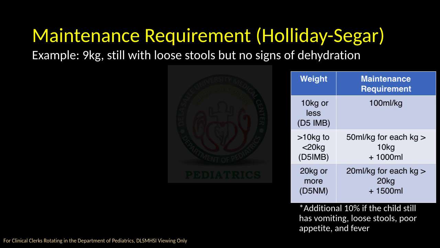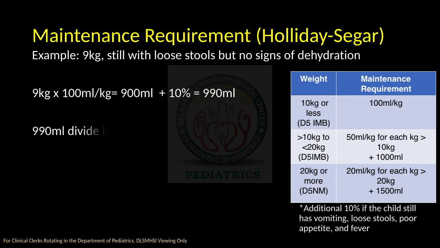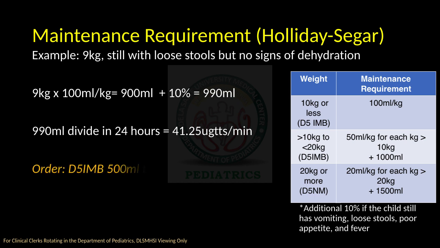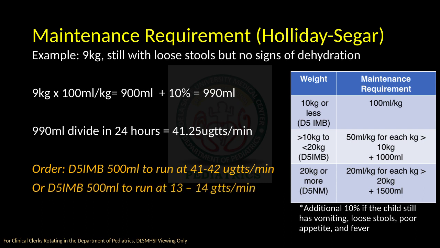For a child who weighs 9 kilograms but still with loose stools but no signs of dehydration, multiply the weight by 100 ml per kilogram plus 10% for the loose stools and you will get 990 ml. Divide the value by 24 so you get 41.25 microdrops per minute. So order in the chart D5-IMB 500 ml to run at 41 to 42 microdrops per minute, or D5-IMB 500 ml to run at 13 to 14 drops per minute.